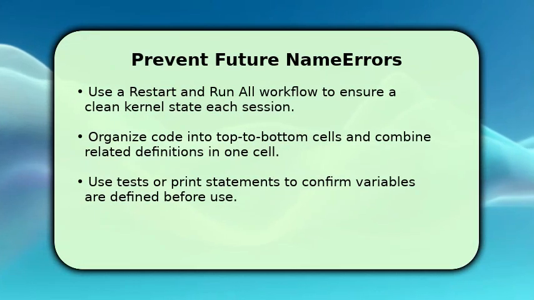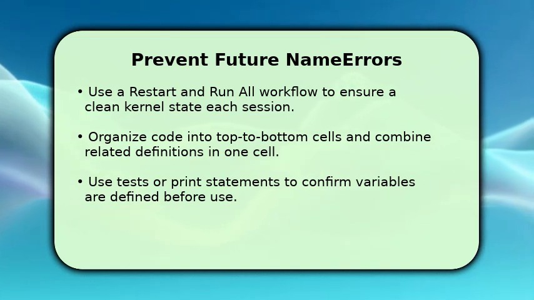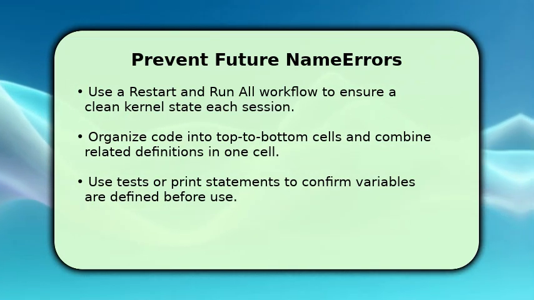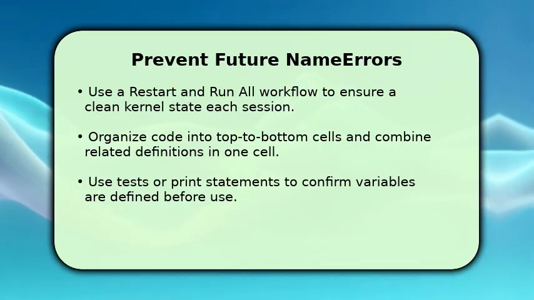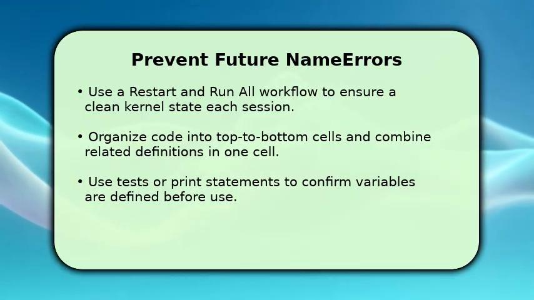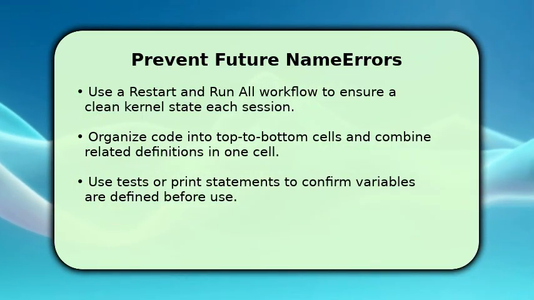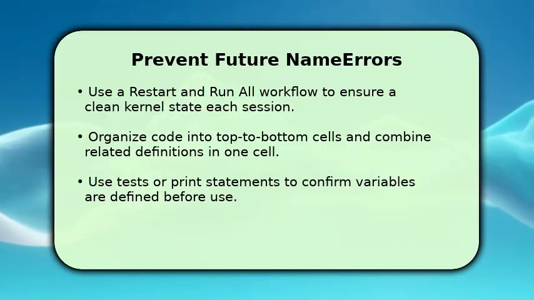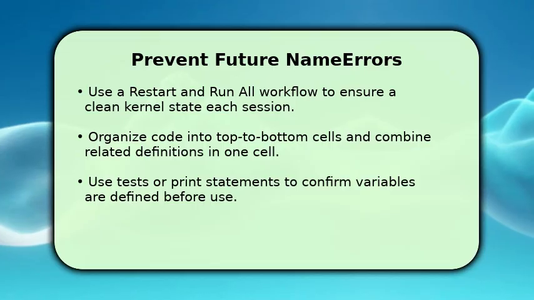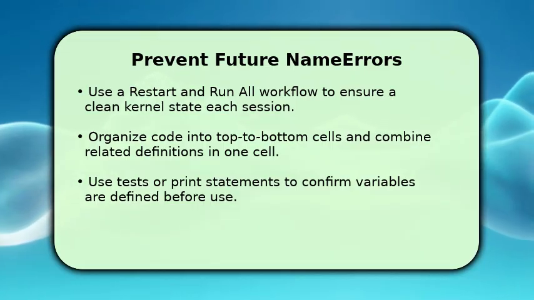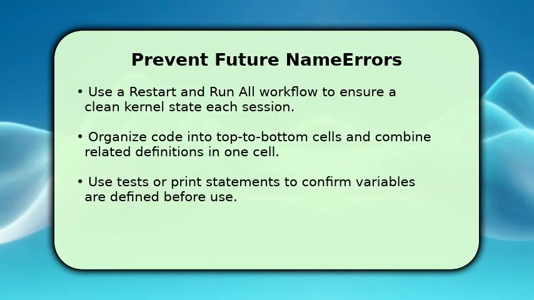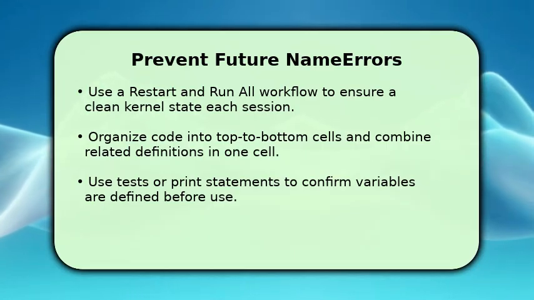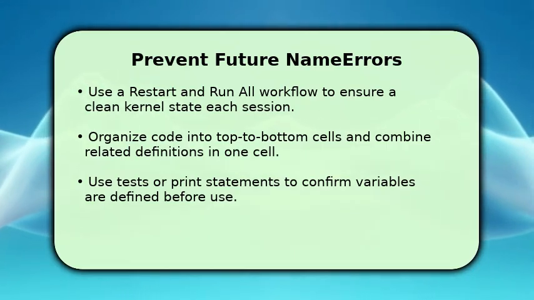Use a restart and run all workflow to ensure a clean kernel state each session. Organize code into top-to-bottom cells and combine related definitions in one cell. Add a small test cell that imports modules and prints key variable types after definition. Use descriptive variable names and consistent casing to avoid accidental mismatches. Consider putting helper functions and constants at the top of the notebook for clarity. These habits reduce name resolution errors and simplify debugging for future work.